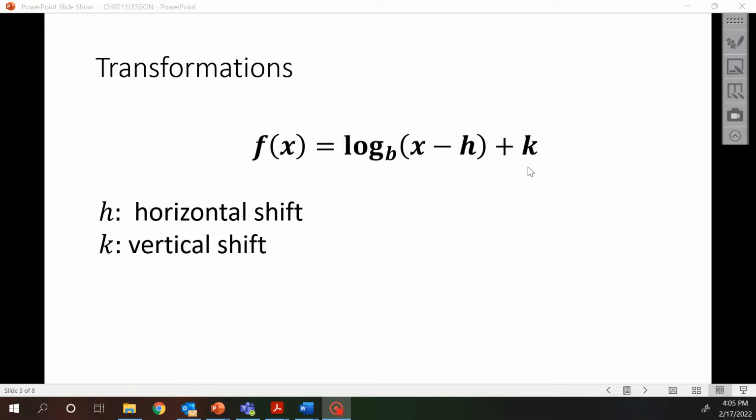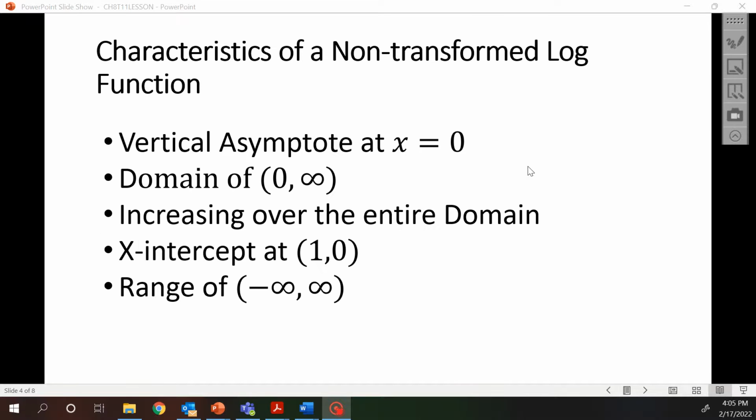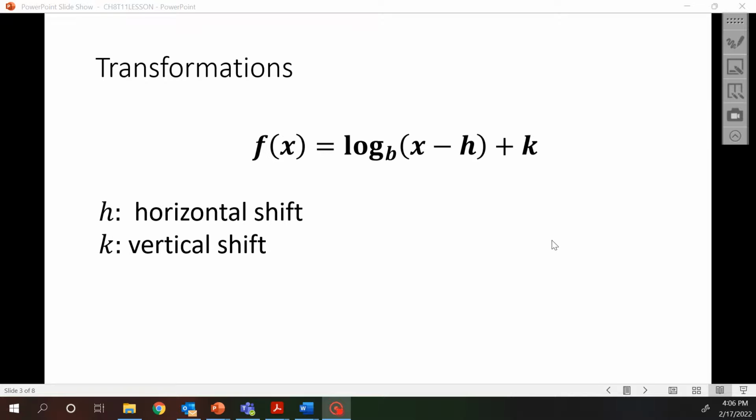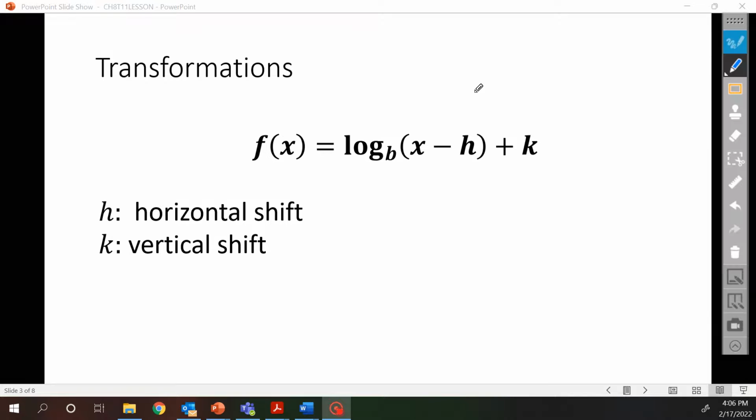Some characteristics of normal non-transformed log functions: they always have a vertical asymptote at x equals 0. They always have a domain of 0 to infinity, and a log function is increasing over the entire domain. They have an x-intercept at (1, 0) and a range of all real numbers, negative infinity to infinity. This is for non-transformed log functions, where your h value is 0 and your k value is 0. So a non-transformed log function is just log base b of x.